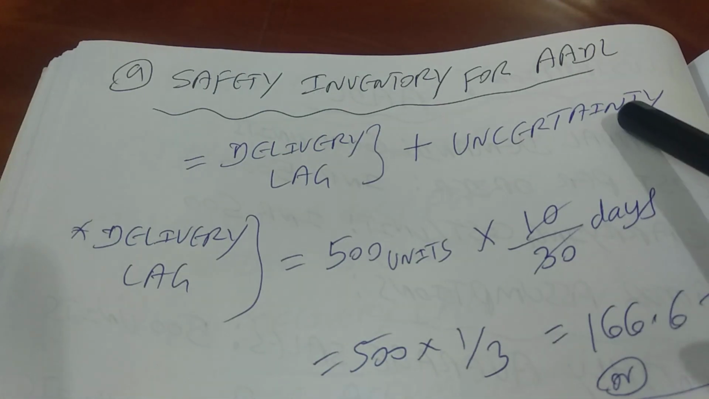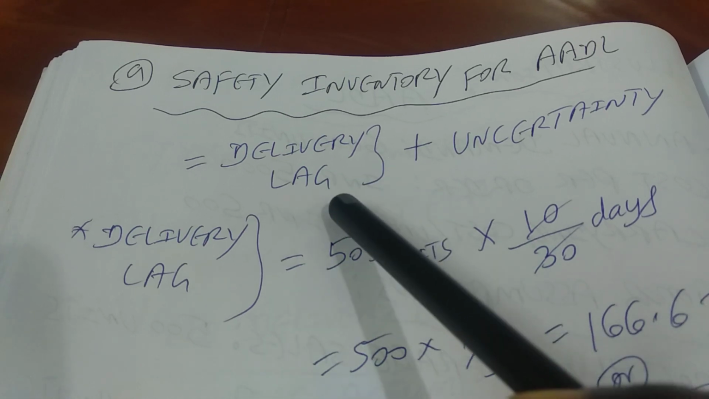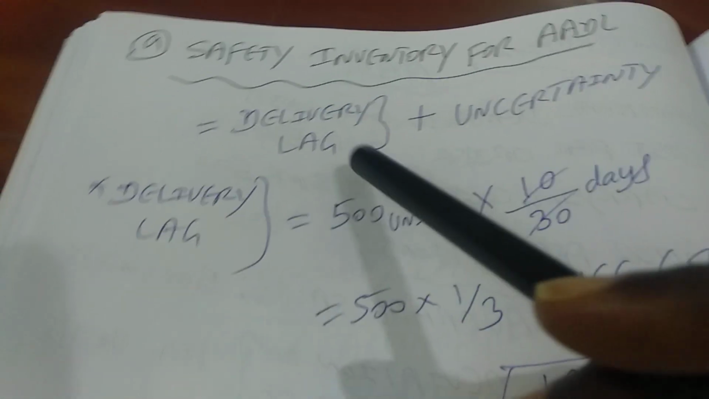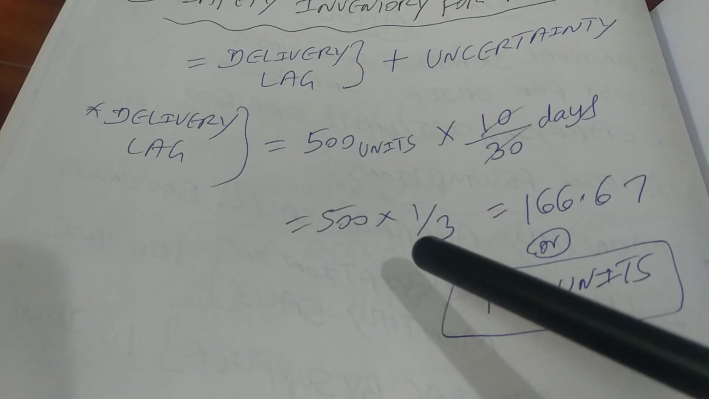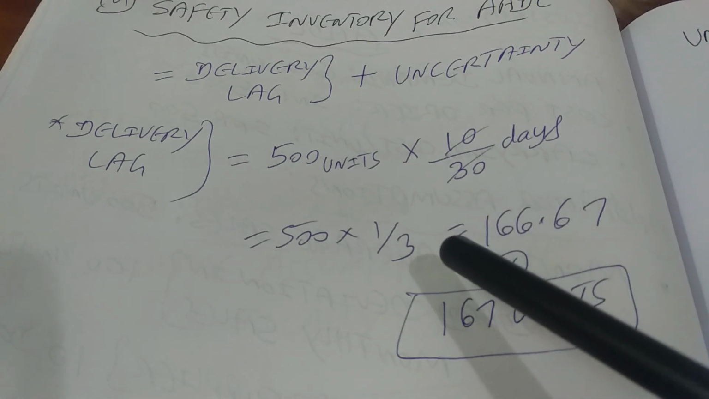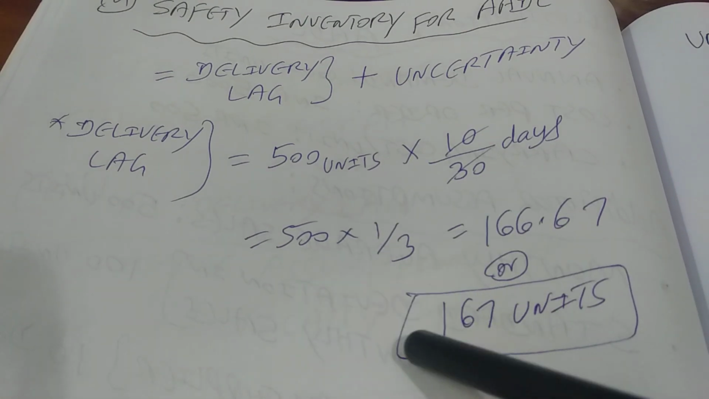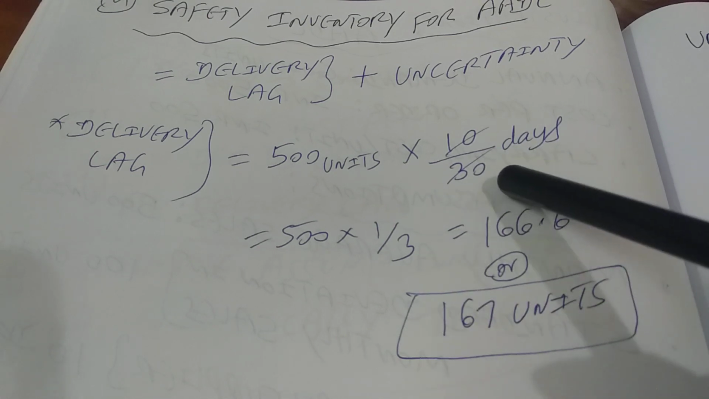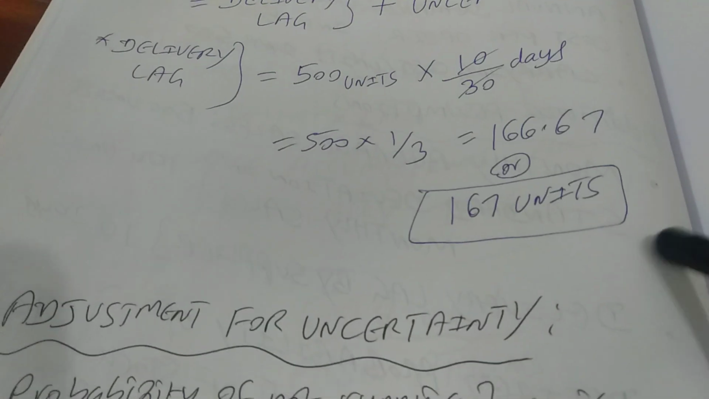So the first thing is we have to find out safety inventory for this company AADL. Safety inventory is nothing but the sum of delivery lag plus uncertainty. I repeat, safety inventory is nothing but delivery lag plus uncertainty. Delivery lag is the time taken between the moment you order and you receive the goods. That is the average monthly sales, 500 units, into delivery lag, 10 days, divided by 30 days. In a month there are 30 days, so 10 by 30 into 500 units gives us your delivery lag, which is 167 units.